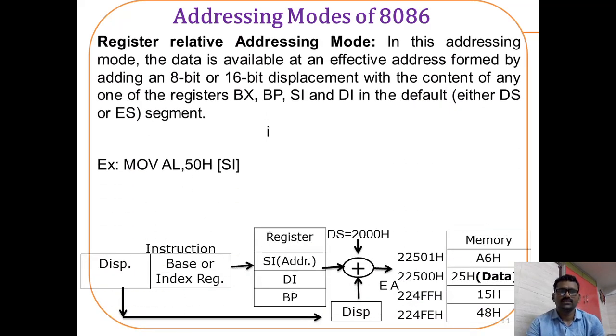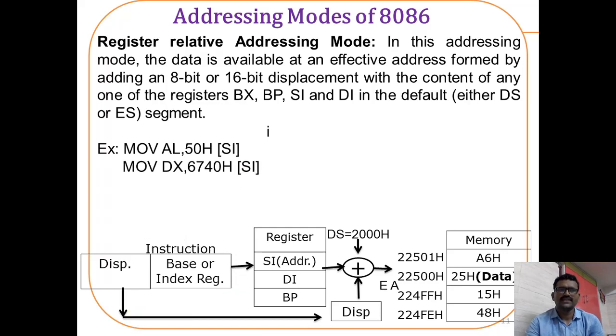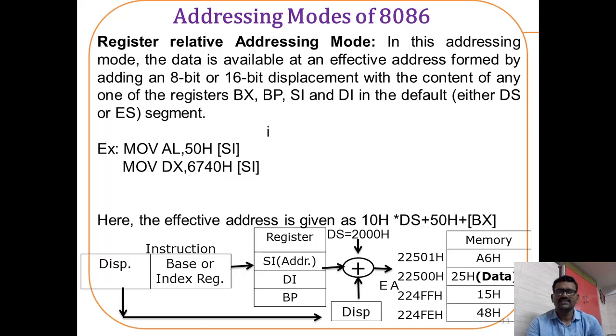And coming to the next one, register relative addressing mode. Here the displacement will come into the picture. To get the physical address, that is, the address of the data, the microprocessor adds the contents of an index register or base register and an 8-bit or 16-bit displacement to form the offset address, and then adds the data segment contents, that is the base address. You will get the physical address.